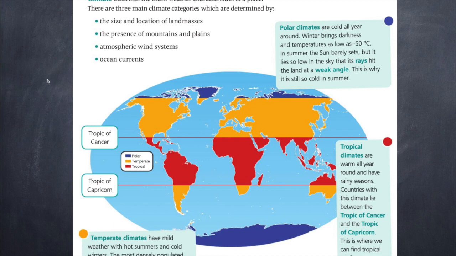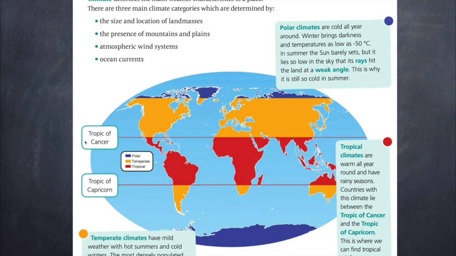Now we are going to review climate. Climate describes the main weather characteristics of a place. To describe climate, we have to take into account four characteristics. First, the size and location of land masses. The presence of mountains and plains, because it's not the same to live in a mountain as to live in a plain. Also, we have to take into account the atmospheric wind systems and the ocean currents.